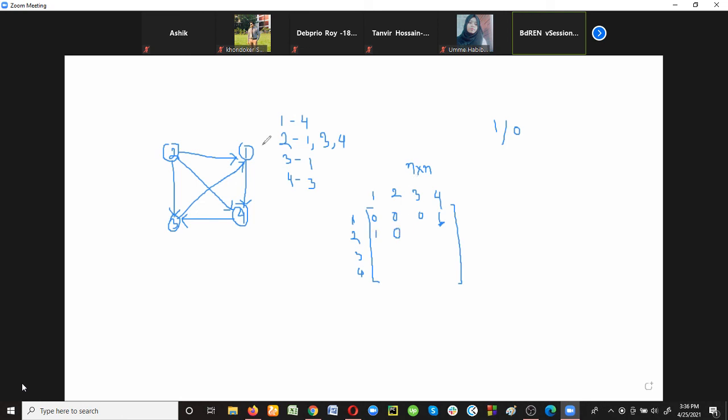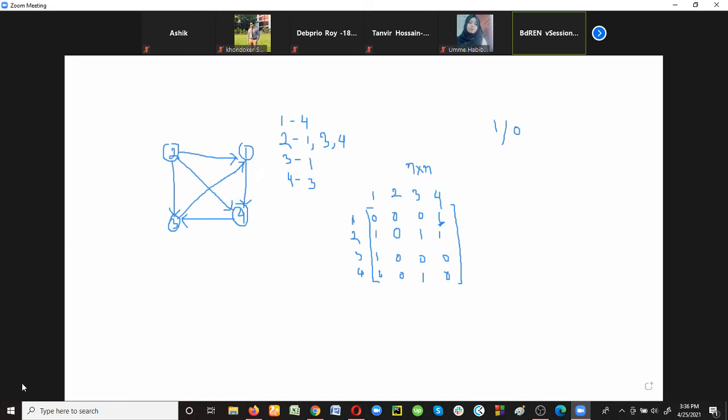3 is an adjacent vertex of 2, so the value is 1, and here also 1. Now the next row is for 3. How many nodes are adjacent nodes of 3? Only 1. Right? So all the values will be 0. And then the next one is 4. So only 3 is the adjacent node. So this is the adjacency matrix. In this way, we can represent the graph.